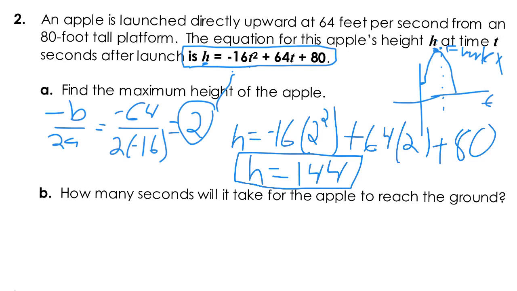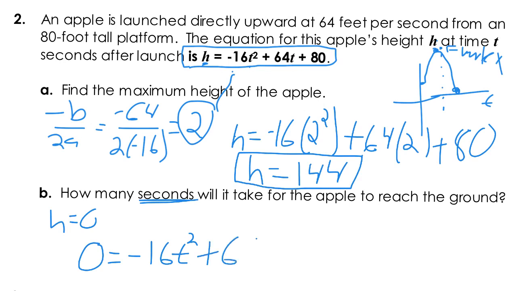Then it asks us, how many seconds will it take for the apple to reach the ground? Well, when the apple is on the ground, you can look up here, that means h is equal to 0. So then we just solve how many seconds, how much time. We solve for t when h equals 0. So if h equals 0, we set it equal to the rest of the equation: negative 16t squared plus 64t plus 80.